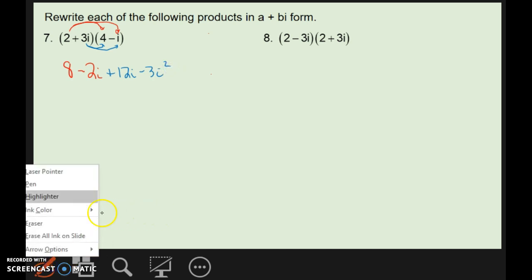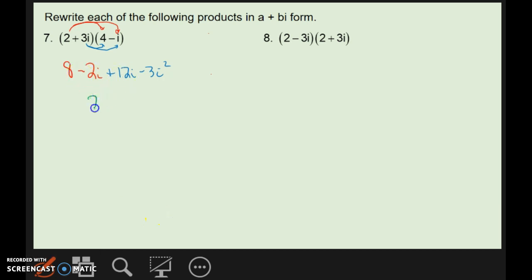Oh, put the like terms together. 8 and 12 is 20. Oh, I'm sorry. My goodness, I don't know why I'm putting those together. My mistake. I really should be looking at the 8 and the negative 3i squared. So the negative 3i squared will become a positive 3, plus the 8 gives me 11. That's much better. And then the negative 2i and the 12i should give me 10i.